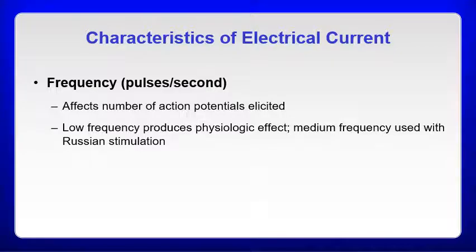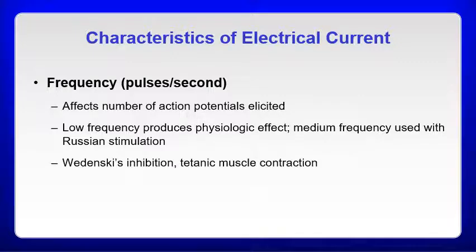The frequencies we're talking about here are carrier frequencies. Low frequency is anything 1,000 hertz and below. Medium frequency, which gets used with Russian stimulation, is between 1,000 and 100,000. And what would be considered high would be greater than 100,000. So those are your carrier frequencies.